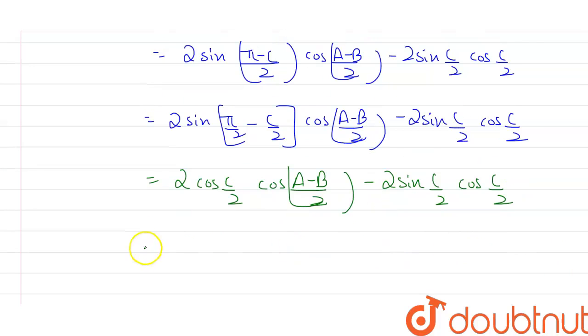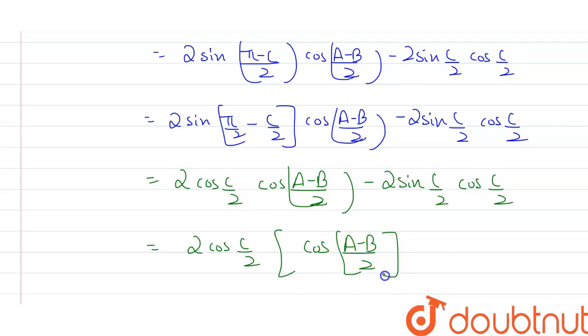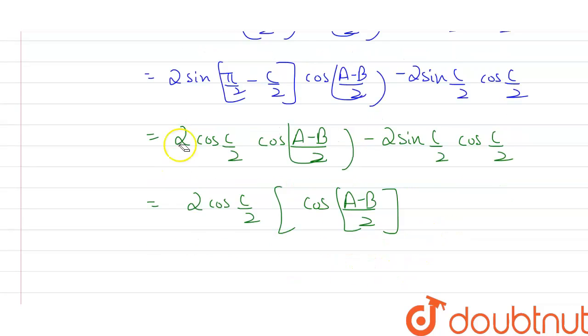Now what can I do? I can take 2 cos C by 2 common. So this will become 2 cos C by 2 common. We are left with only 2 cos A minus B by 2. Here I have minus, basically minus of sin C by 2.